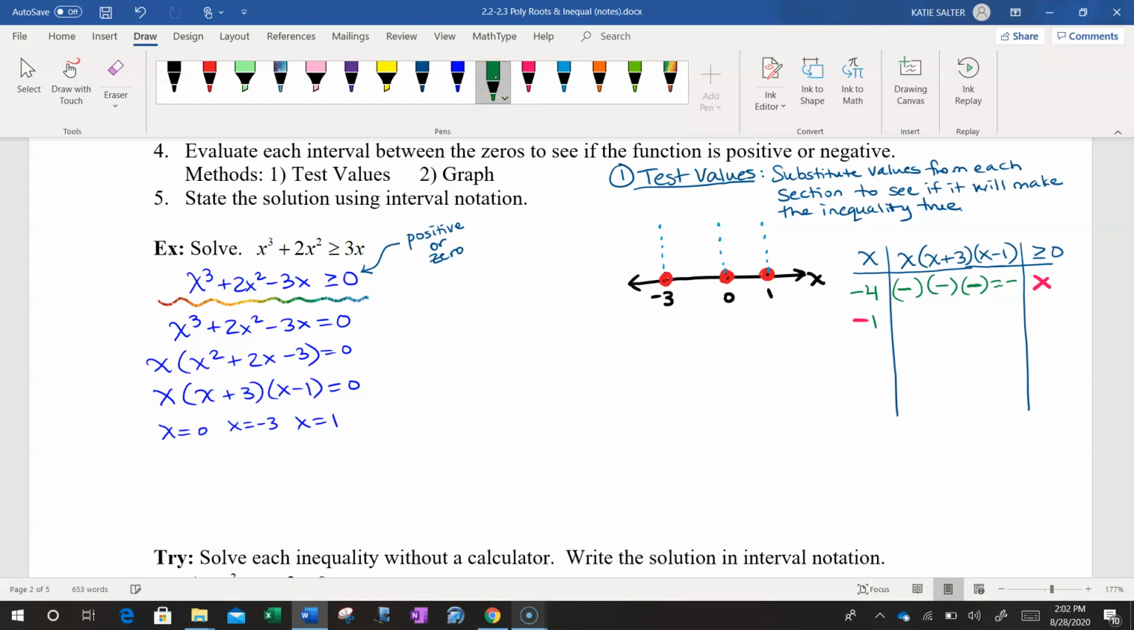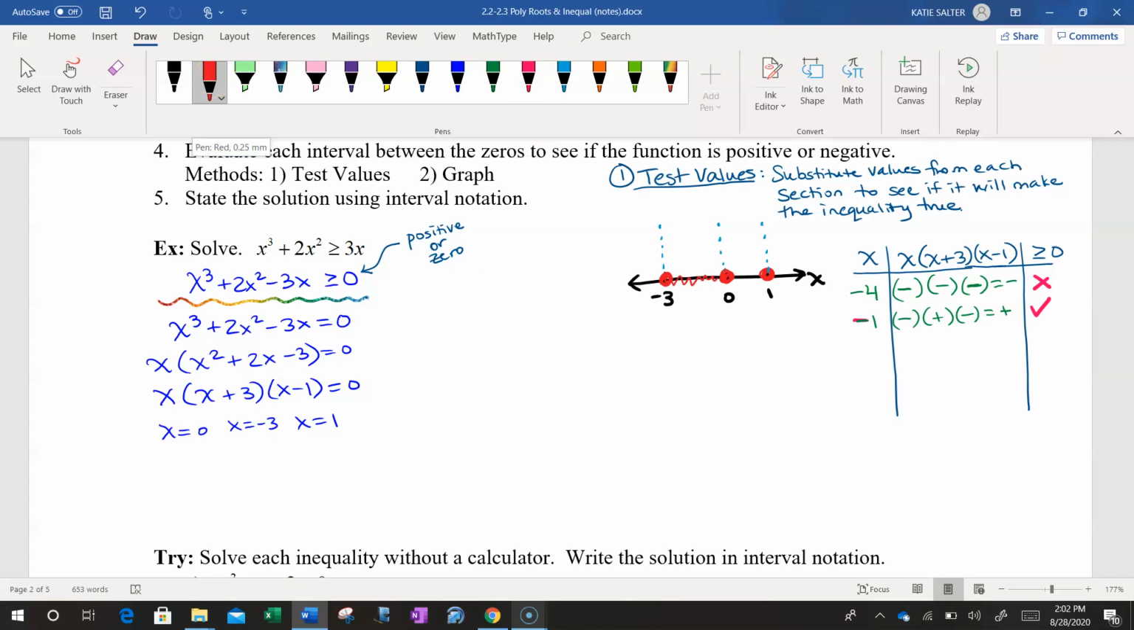So let's say it was negative 1. If we substitute negative 1 in for x, it's still negative. If we substitute negative 1 into x plus 3, it becomes positive. If we substitute negative 1 into x minus 1, it's negative 2, so it's negative. Well, negative times a positive times a negative ultimately comes out to be positive. So that's what we want. We want it to be positive, so that's greater than or equal to 0. So that means we shade this region.